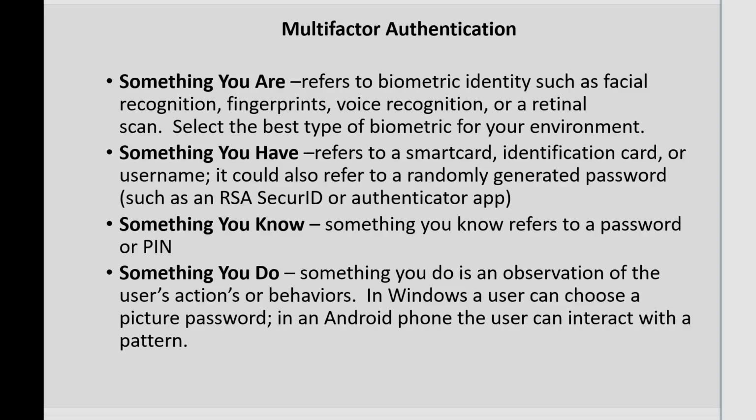Select the best type of biometric for your environment. Something you have refers to a smart card, an ID card, or a username. It could also refer to a randomly generated password such as an RSA SecurID or an authenticator app. Something you know refers to probably a password or a PIN. And something you do is an observation of the user's actions or behaviors. In Windows, a user can choose a picture password. In an Android phone, the user can interact with a pattern.